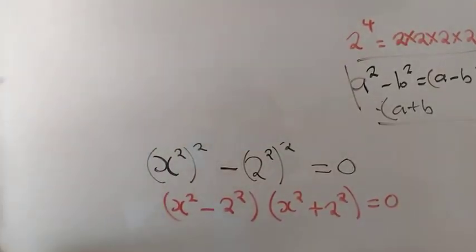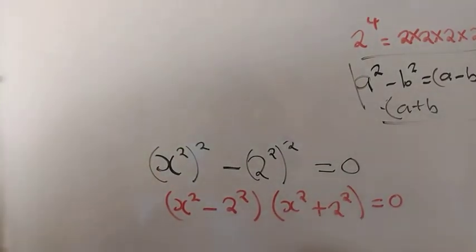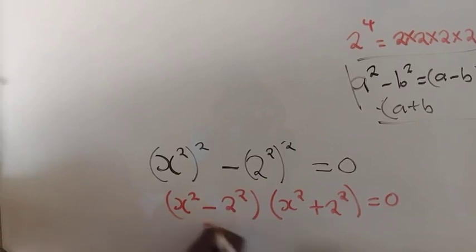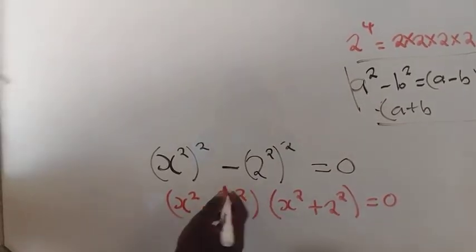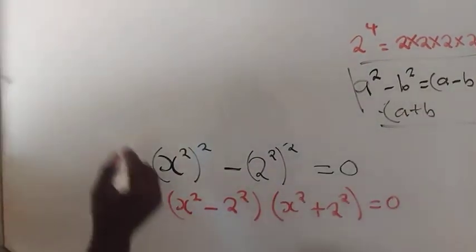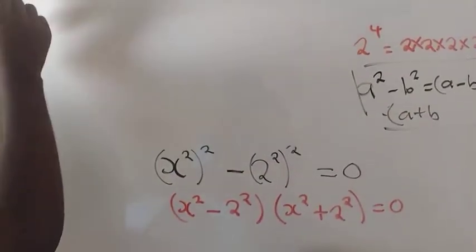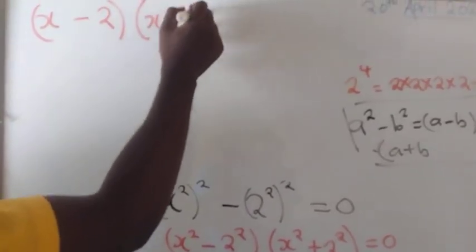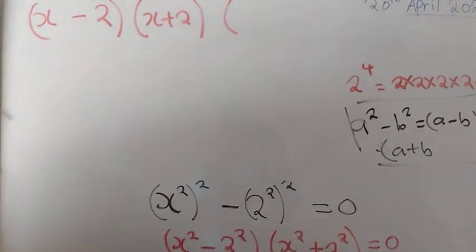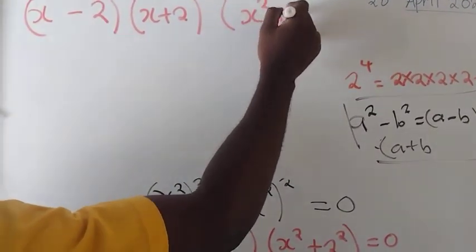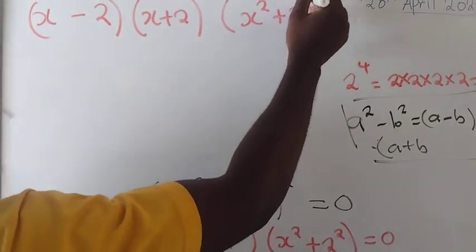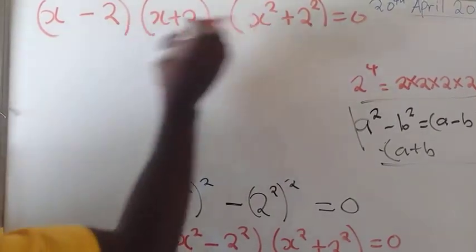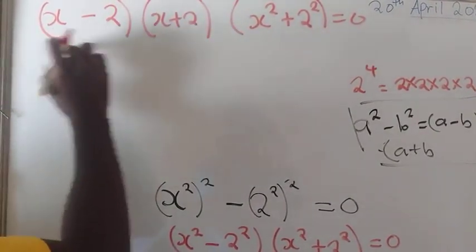So what next? Here, you can see this in brackets again. It's also a difference of 2 squares: x squared minus 2 squared. So I'm also going to write it again in this form. Maintain x minus 2 in brackets, again x plus 2 in brackets. Then we write this, which is x squared plus 2 squared equal to what? 0. So this will be equated to 0.